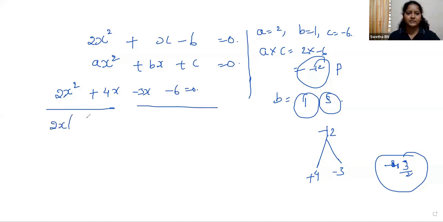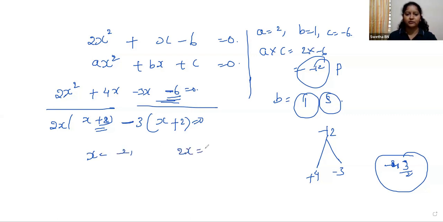Yes, group the terms. 2x is common, x plus 2. See here, children, we have x plus 2, but here we are getting x minus 2. So if you have opposite signs like this, you have to take minus as common factor. Got it? So then you will get plus sign. Whenever you take minus as common factor, the signs inside the brackets will be changed. You had taken minus 3 here, x is remaining, and it is minus, so if you had taken minus as common factor, it becomes plus. So x is equal to minus 2. So 2x is equal to 3. X is equal to 3 by 2. Right, children? Very good.